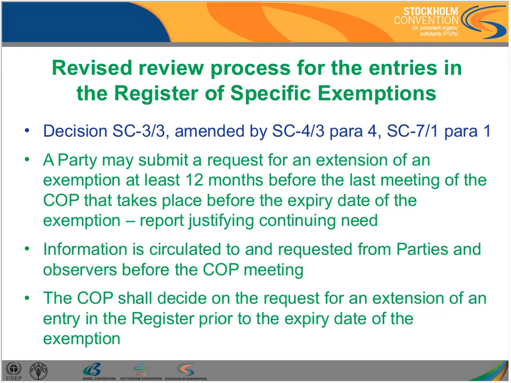The review process for the entries in the Register of Specific Exemptions was adopted by the Conference of the Parties, and it's available in Decision SC-3/3 and also amended by SC-4/3 and SC-7/1, paragraph 1 for the duration of this review process. So currently this review process is in effect, which says that a party may submit a request for an extension of an exemption at least 12 months before the last meeting of the Conference of the Parties that takes place before the expiry date of the exemption.